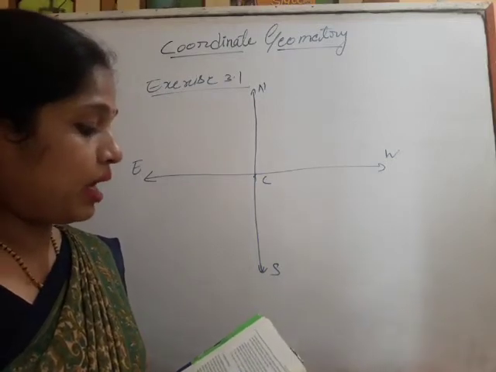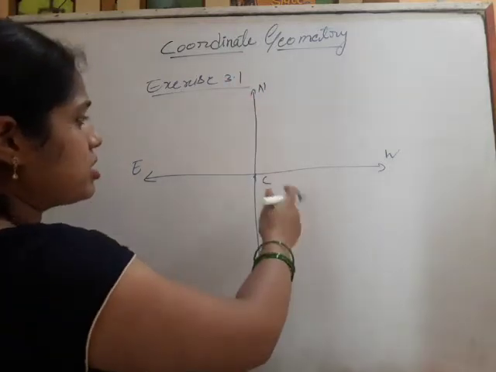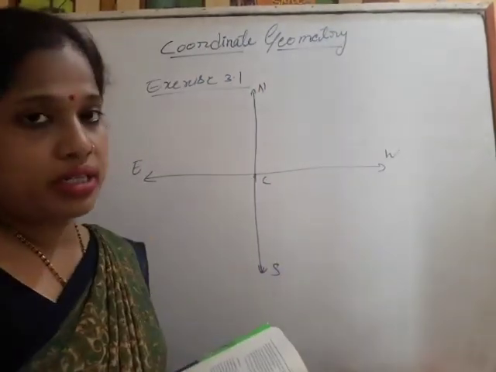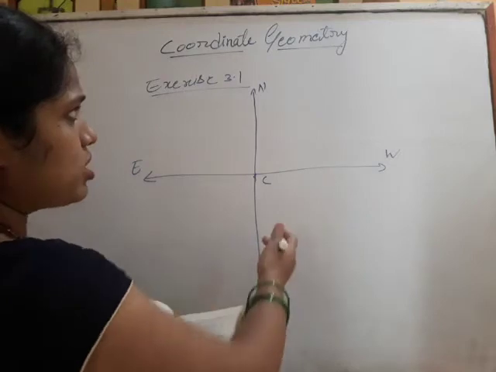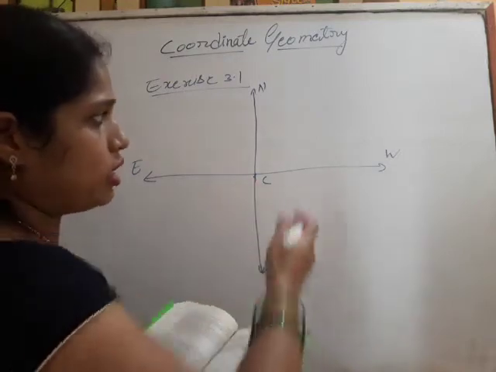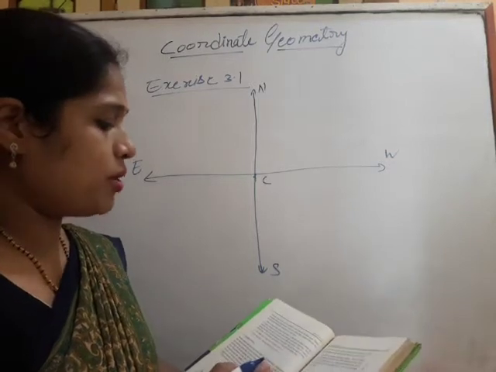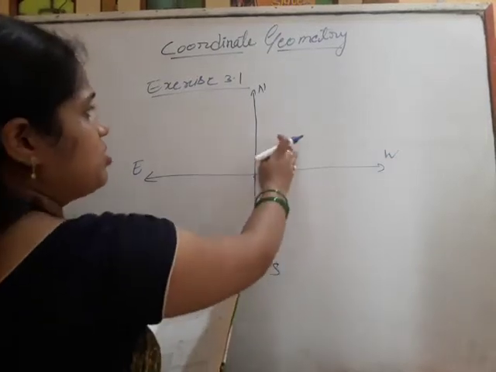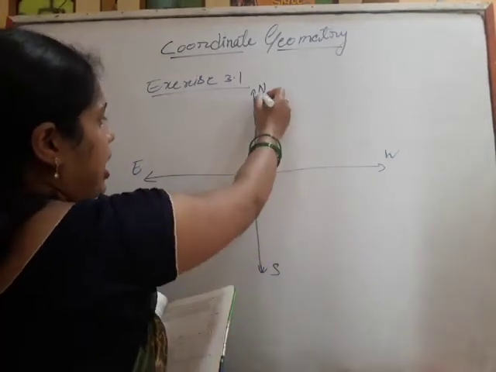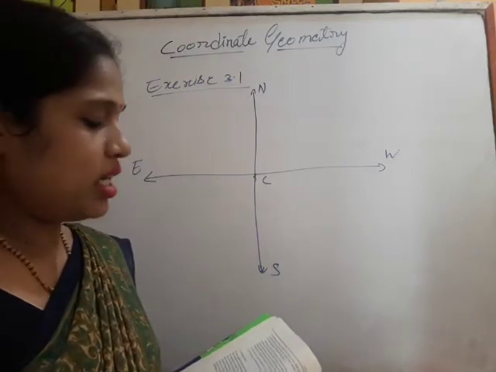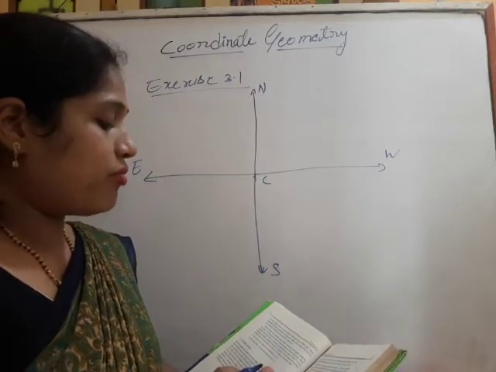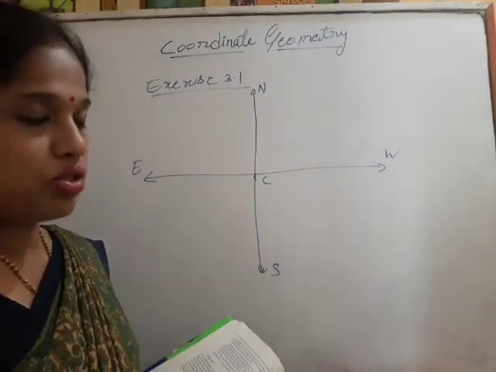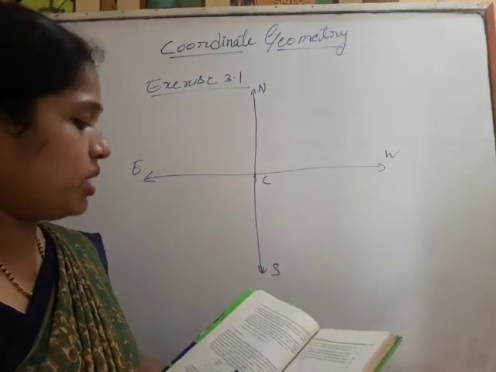Now all the other streets of the city run parallel to the main roads. These are the main roads, and all the other streets are running parallel to them. Some of the streets will be parallel to the north-south direction and some parallel to the east-west direction. They are 200 meters apart from each other. There are 5 streets in each direction.